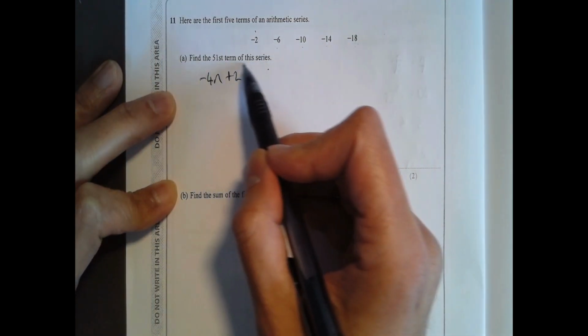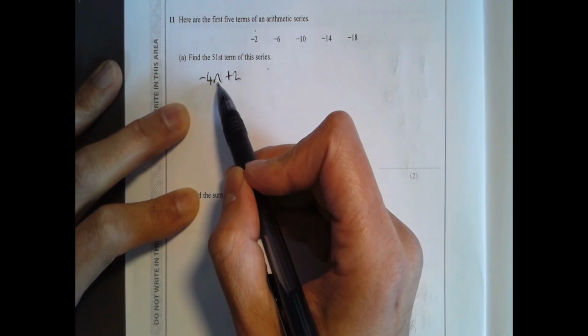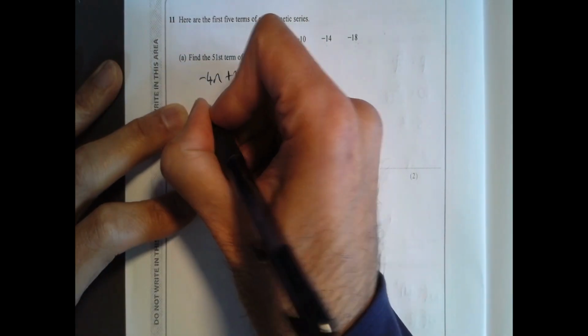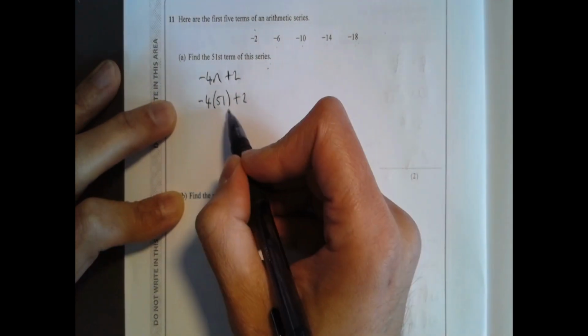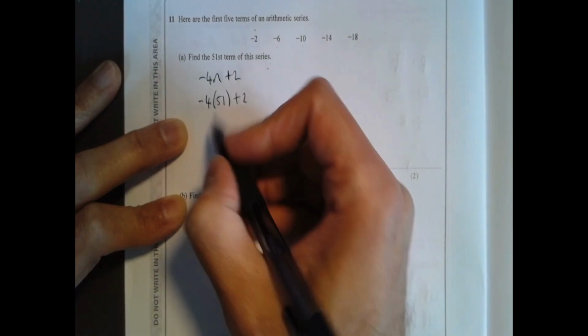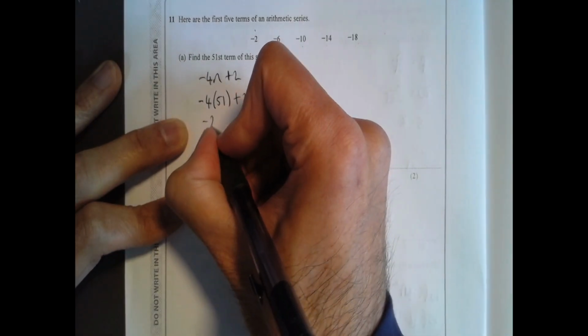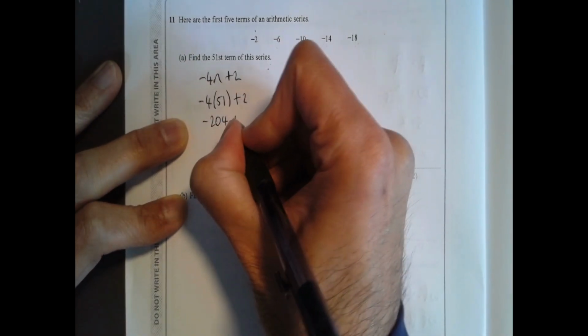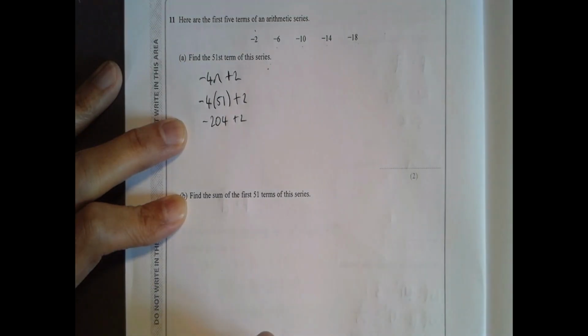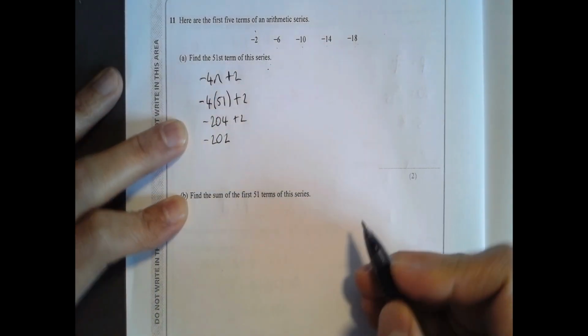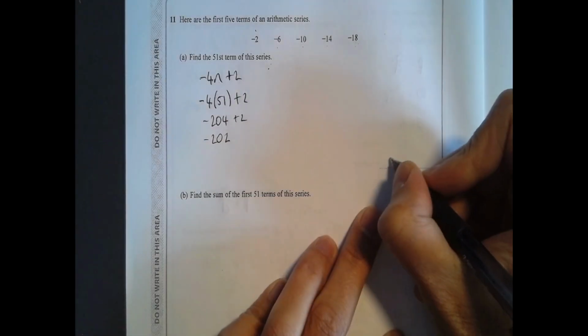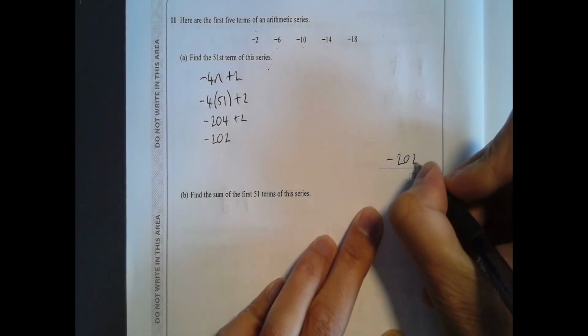Okay, I want to find the 51st term of this sequence. So I want to know what's going to happen when n is 51. So that's going to be -4 times 51 plus 2. So -4 times 51 I know is going to be -204. So I want to add 2 to -204, which gives me -202. So the 51st term of this sequence is going to be -202.